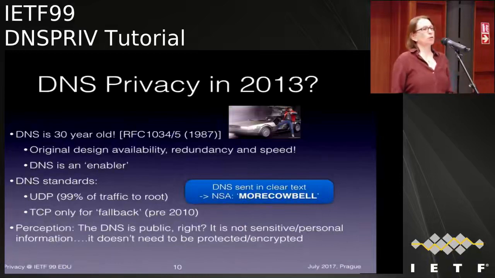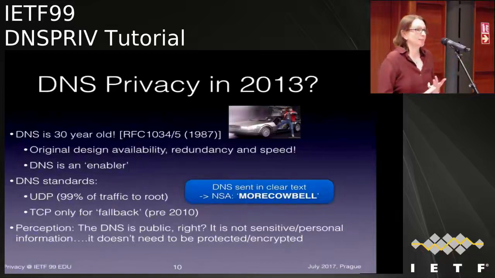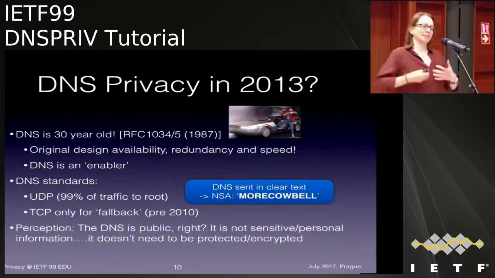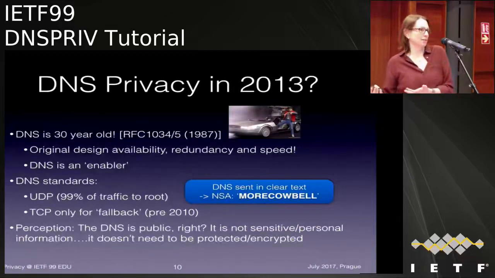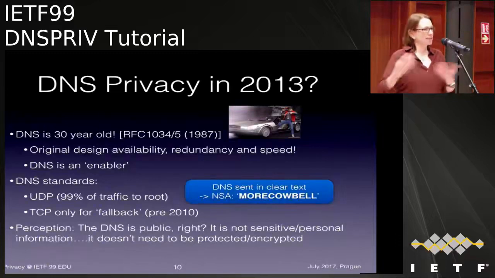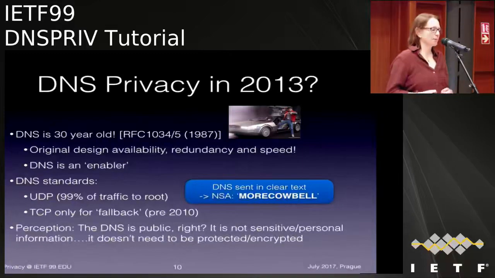So the design goals involved in the original DNS specs were primarily availability, redundancy, and speed, and those were the key things that mattered. Additionally, DNS, in privacy terms, is something that's called an enabler. It's not a service in itself, it enables you to access other services. So it was kind of rather neglected in this sphere because it wasn't seen as a direct service.